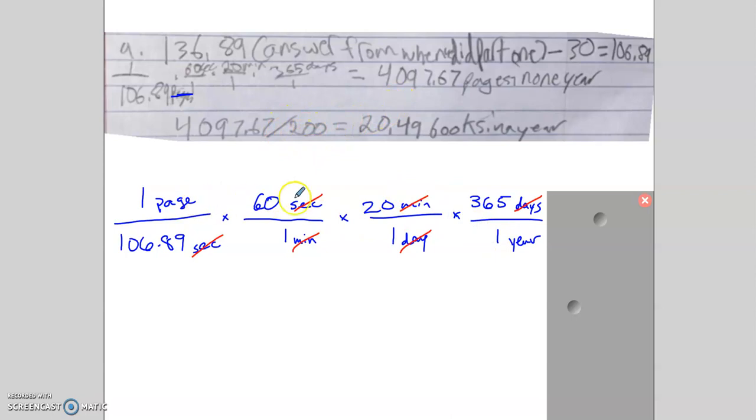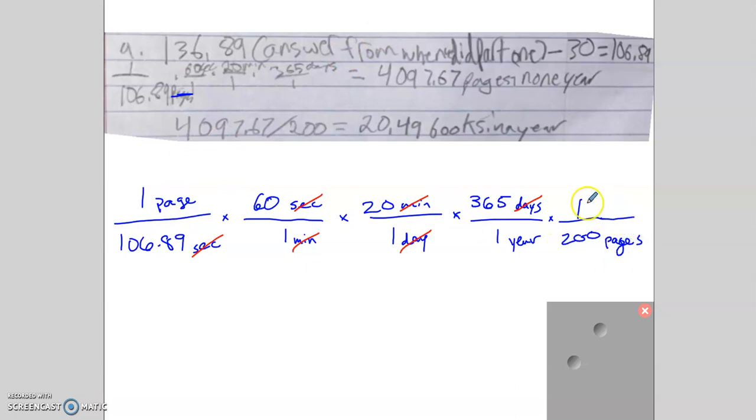We have to convert pages to books, and we can just throw on, instead of dividing by 200, a 1 over 200 because here I have pages on top. So I'm going to put pages on the bottom here. That's 200 pages are equal to 1 book. And now we can cancel that label of page with page. And now I can just multiply this all out at once instead of doing it in multiple steps. And I will get that same answer here of 20.49. And then you can see the label that I'm left with on top is books. And then the label I'm left with on the bottom is years. So this is the number of books per year.